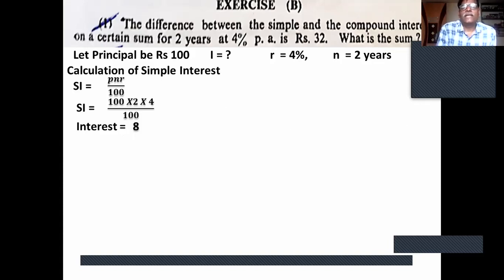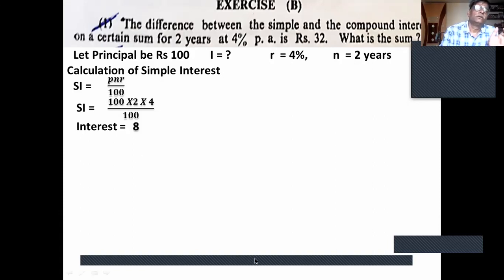Then in the second step we calculate compound interest. In compound interest, it is not possible to calculate interest directly. First, we calculate amount. Then amount minus principal is equal to interest. In this way, you proceed. Okay. So simple interest on rupees 100 is 8. In the second step, we calculate compound interest on rupees 100.